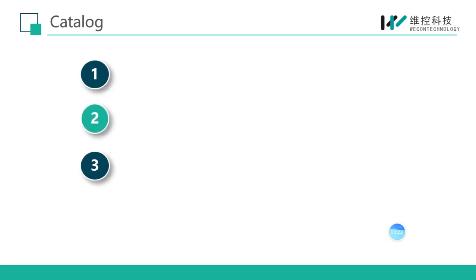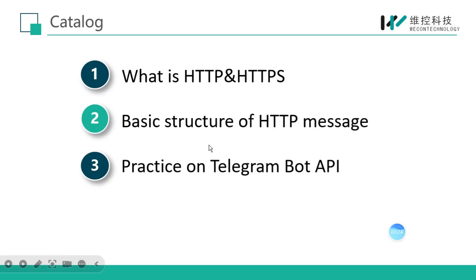So for today's content, we are divided into 3 parts. One is what HTTP and HTTPS are, and the second one is about the basic structure of an HTTP message. The third one is about the practice on the Telegram bot API.